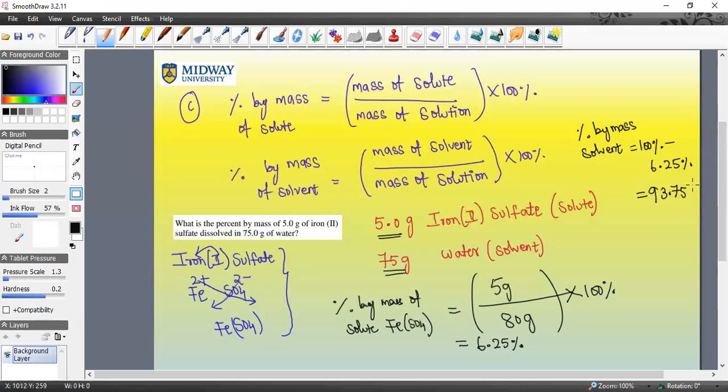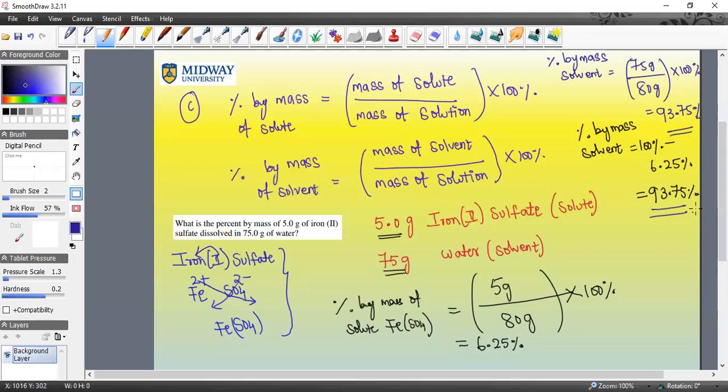There's two ways you can do it. If you've done one, you don't need to repeat the other one in the formula, but because we're here, I might as well show you that as well. So percent by mass of a solvent in the actual formula would be, well, we know the solvent is 75 grams, so 75 grams over the solution, which is still 80 grams, and then you multiply by 100%, and that will be 93.75%. So these numbers should be exactly the same.